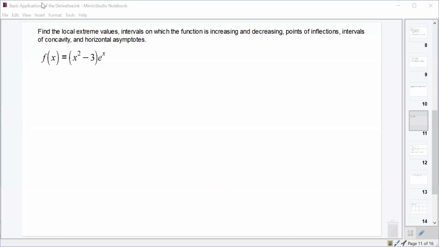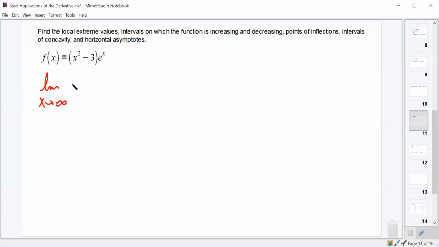So the first thing that we want to find is anything that can be found by using just the original function. So of all the stuff that we're looking at here, local extreme values, when it's increasing and decreasing, points of inflection, concavity, and asymptotes, the only one that we can find without taking a derivative is the locations of the horizontal asymptotes.